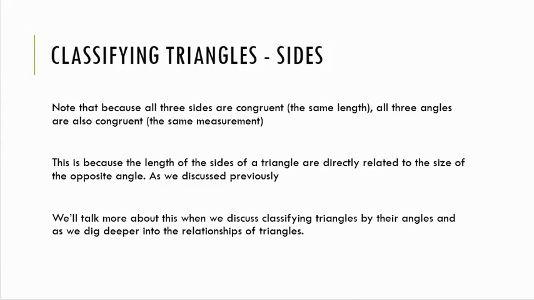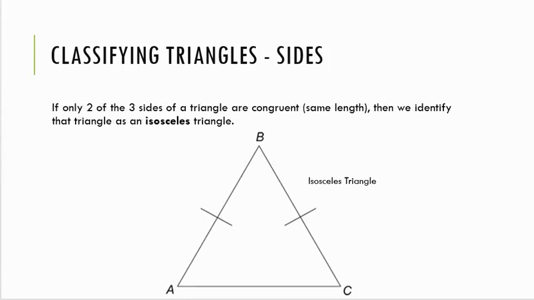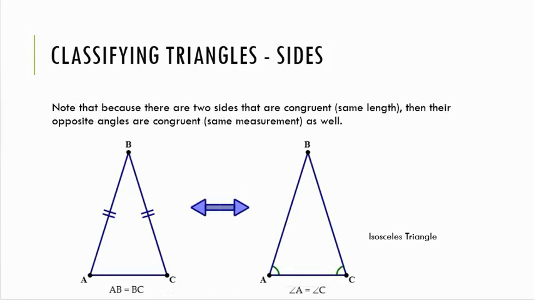the relationships of triangles. If only two of the three sides of a triangle are congruent or have the same length, then we identify that triangle as an isosceles triangle. And again, note that because there are two sides that are congruent or the same length, then their opposite angles are also congruent, so they have the same measurement.